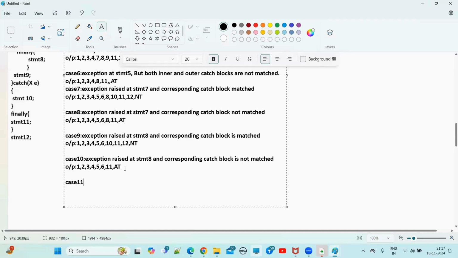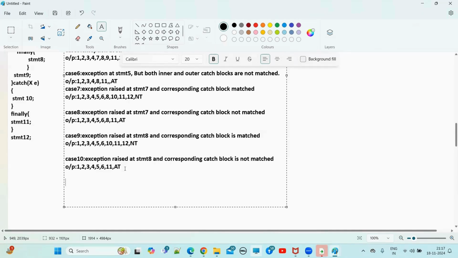Next one, case 11. Now, exception is raised at statement 9 and the corresponding catch block is matched. Exception is raised at statement 9 and the corresponding catch block is not matched. 1, 2, 3, 4, 5, 6, 8, 10, 11, 12, normal termination. Okay. Clear, right, everyone?